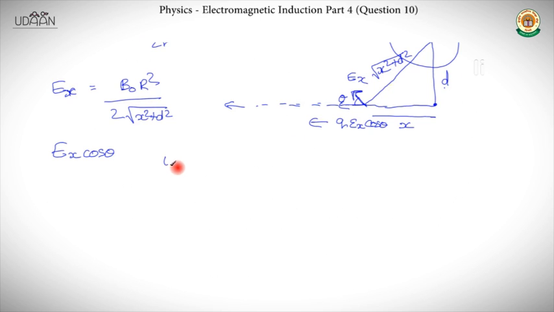Exactly. So basically we see that visualization is again very important here. The work done on taking the particle from 0 to infinity would be nothing but Q, the charge of the particle, into Ex cos theta dx. This is the work done by the induced electric field. Work is nothing but force into displacement, from 0 to infinity.